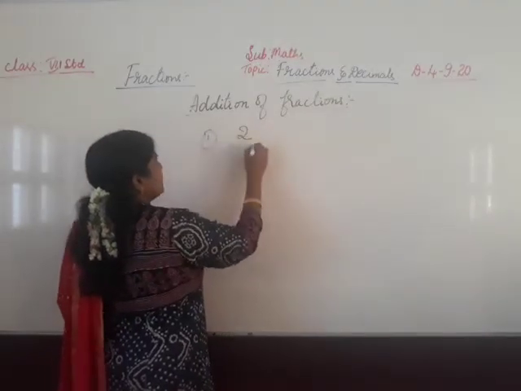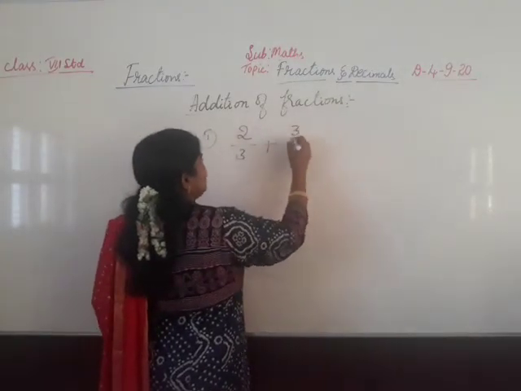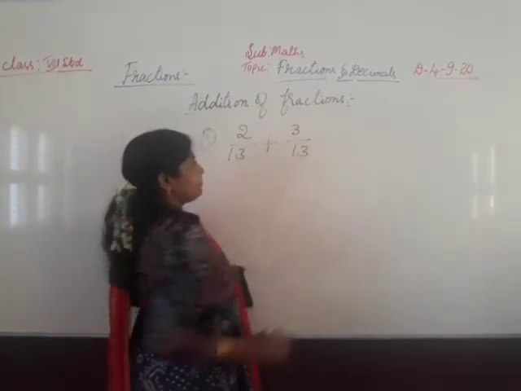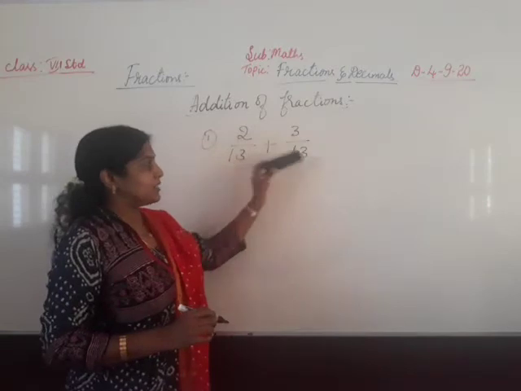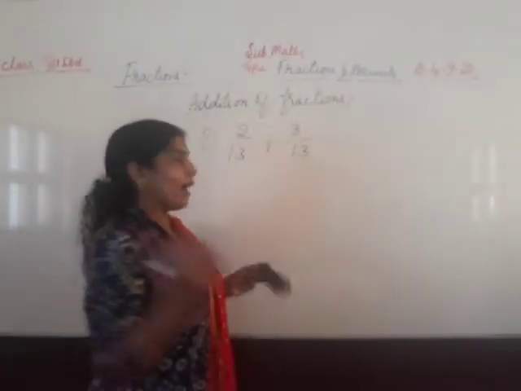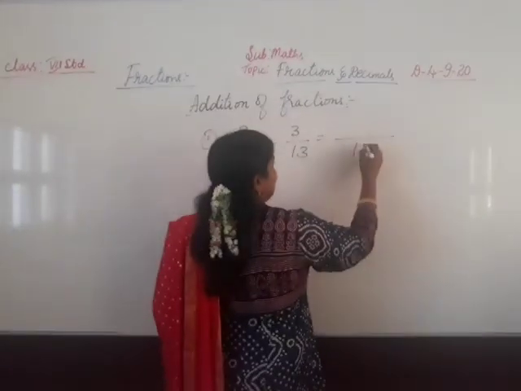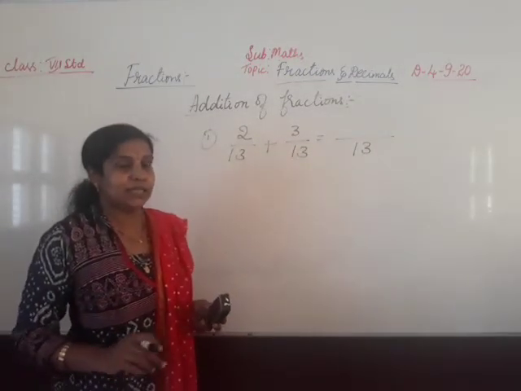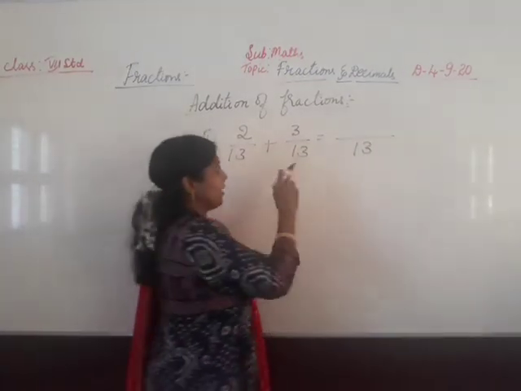So, if I add 2 by 13 plus 3 by 13, here denominators are same. You know how to add the fraction. Write the denominator one time. Don't write 13 plus 13. That you have to keep in mind. Only one time we have to write.